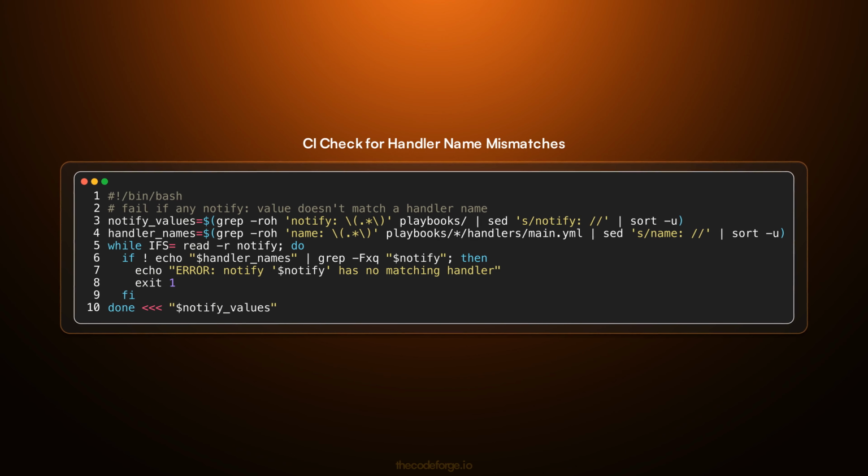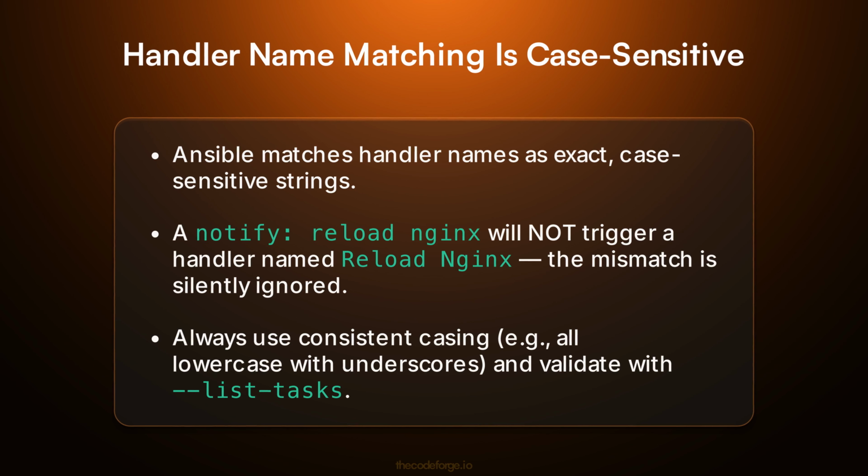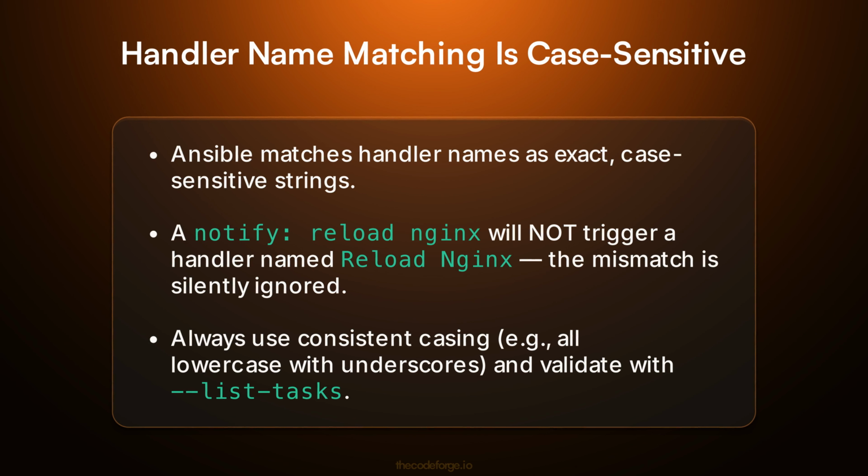Add a grep-based CI check that fails the build if any notify value does not match a declared handler name. This catches silent handler failures before they reach production. Ansible matches handler names as exact, case-sensitive strings.